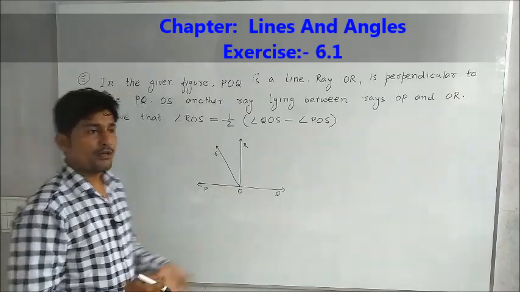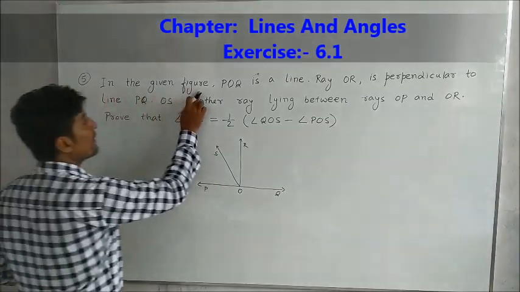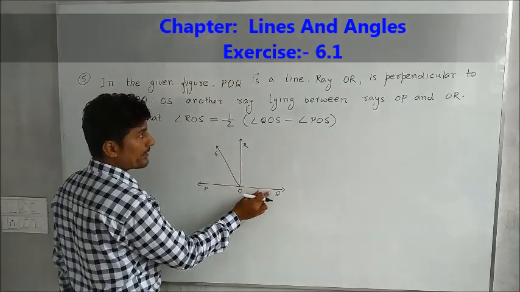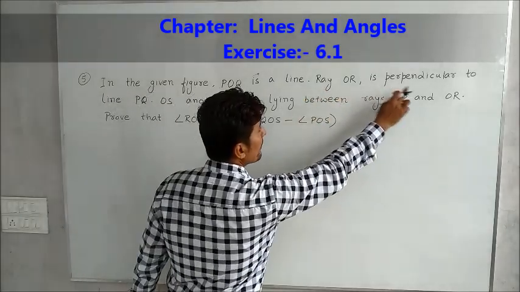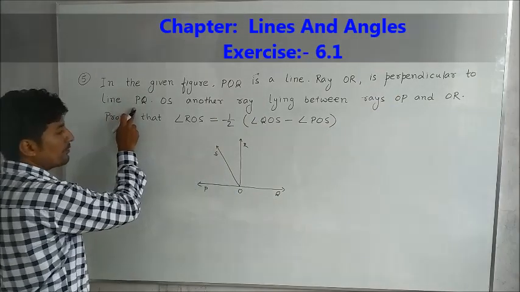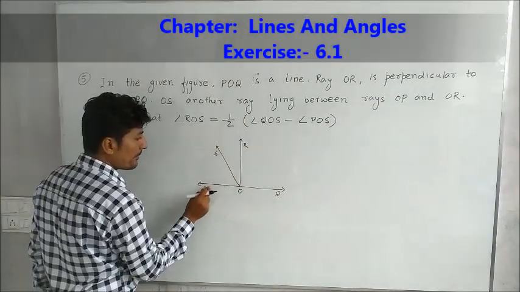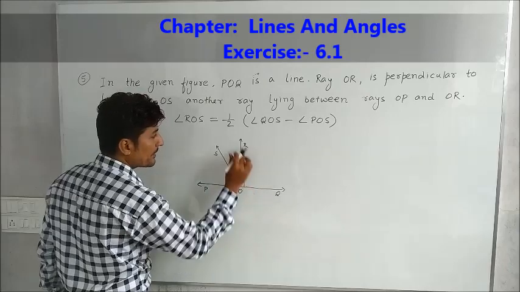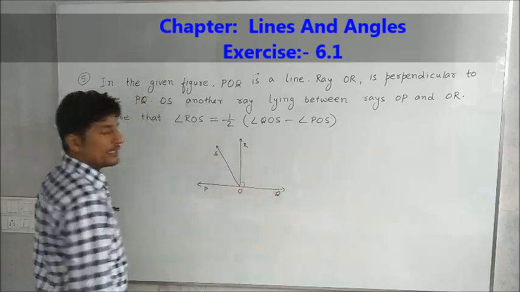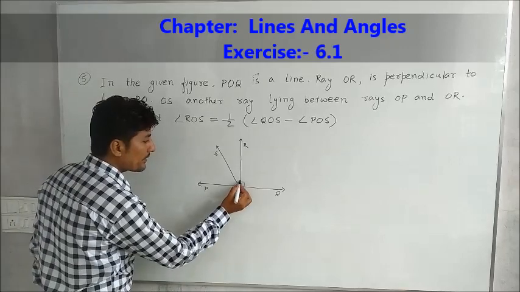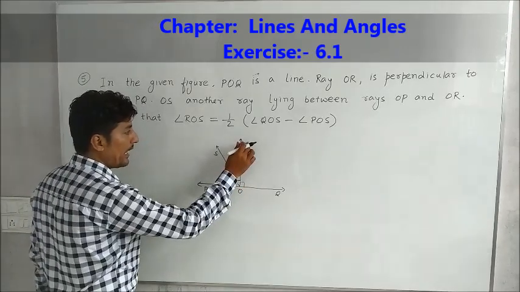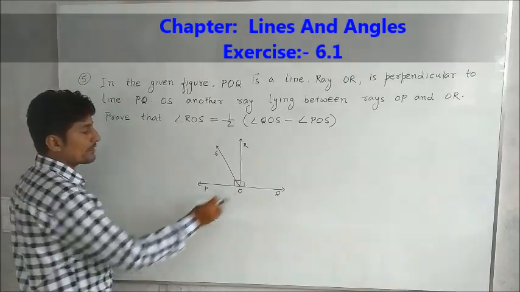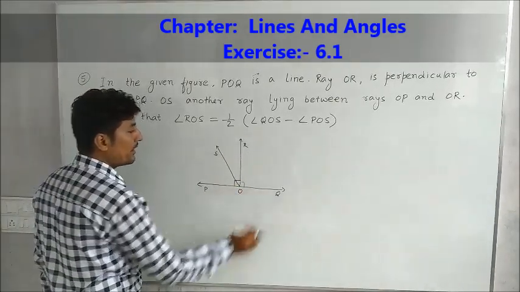Now let us see question number 5. In the given figure, POQ is a line. POQ is a straight line. Ray OR is perpendicular to line PQ. Hence the measurement of angle ROQ equals 90 degrees, as well as angle ROP, which is also 90 degrees because OR is perpendicular to PQ.